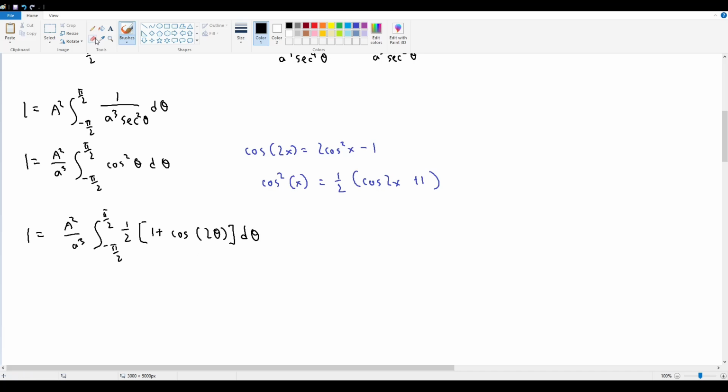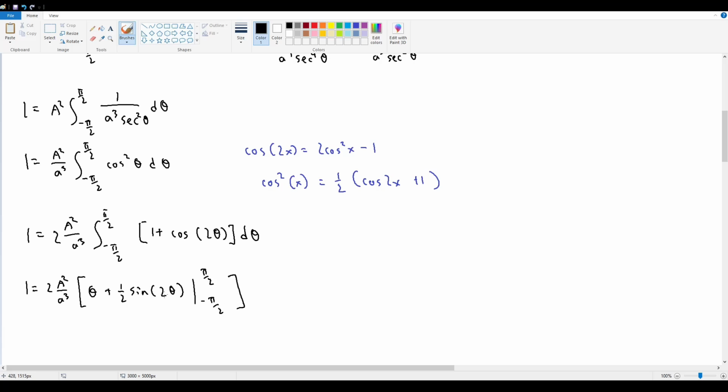Let's multiply the 2 out to this side. So we have the 2 at the front now, and now you have 1 equals 2a squared over a cubed. Now doing this actual integral, right, we're going to get theta plus 1/2 sine 2 theta. Is that right? Cosine 2 theta times 2. Yeah, that's correct. Evaluated from negative pi half to pi half.